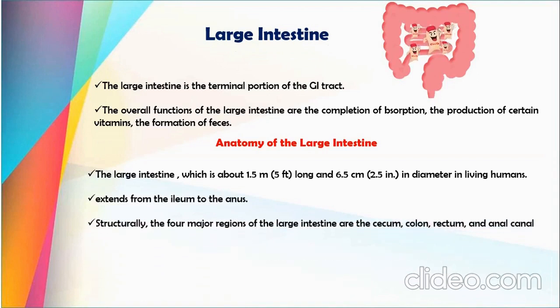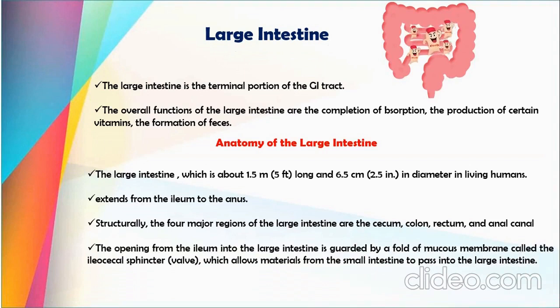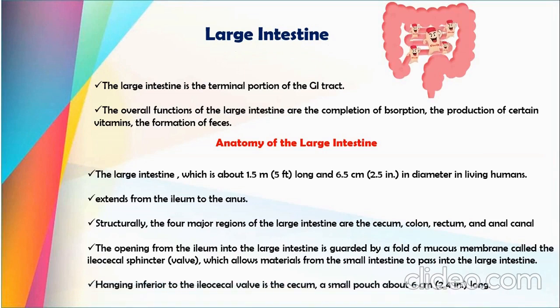to the anus. Structurally, the four major regions of the large intestine are the cecum, colon, rectum, and the anal canal. The opening from the ileum into the large intestine is guarded by a fold of mucous membrane which is called the ileocecal sphincter or valve, which allows material from the small intestine to pass into the large intestine.